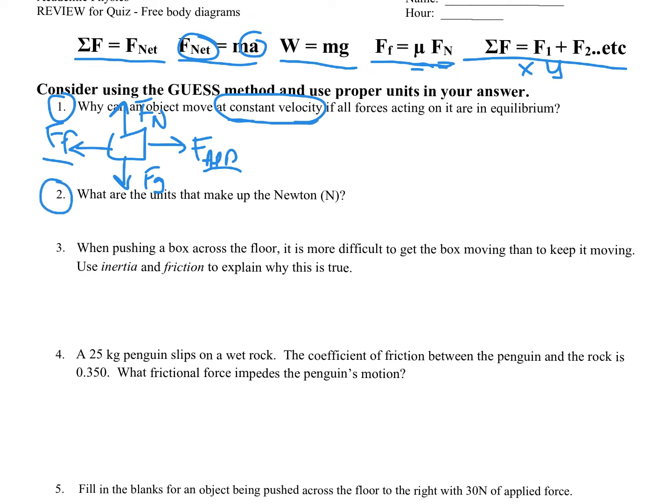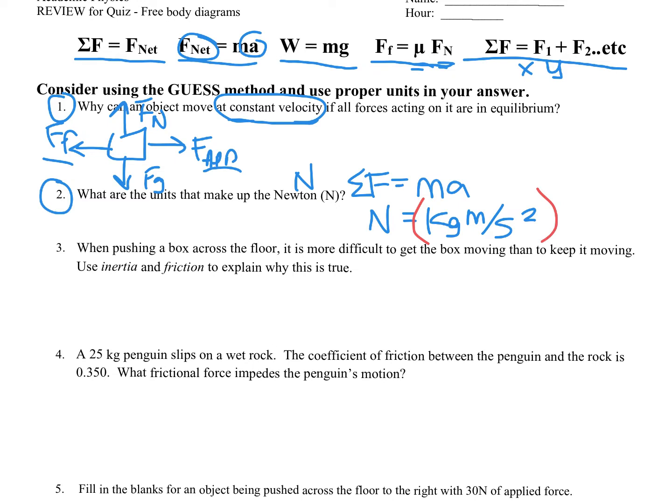What are the units that make up the Newton? Well, if you think about it, force is what we measure in newtons. And let's think about F equals ma. So we know that force is in newtons, but mass we measure in kilograms, and acceleration we measure in meters per second squared. So by looking at the formula, we actually figure out what units make up a newton. A newton is a kilogram meter per second squared.